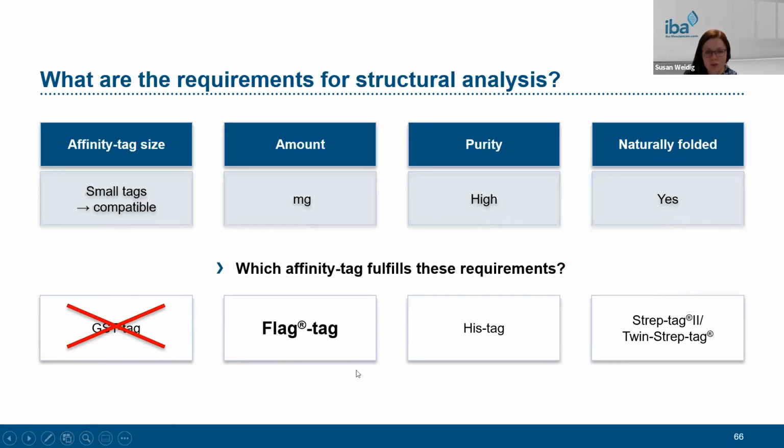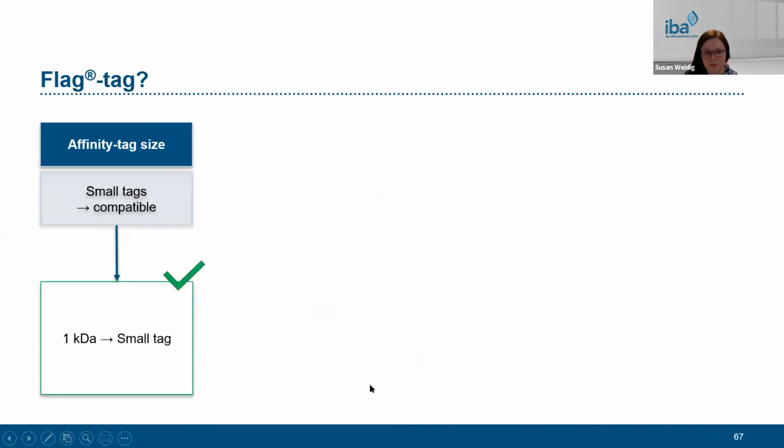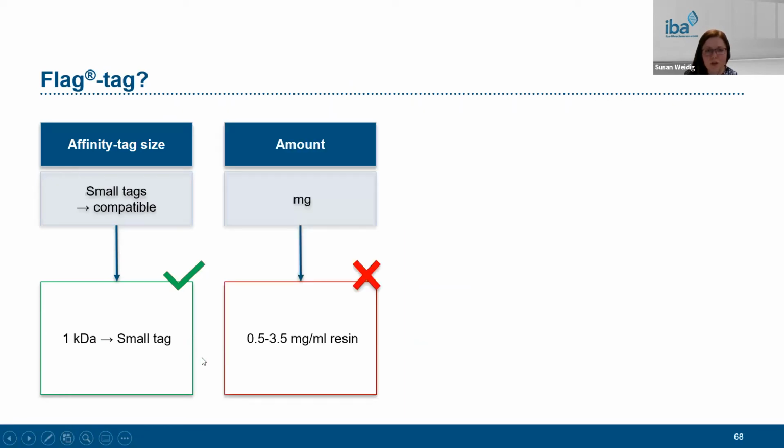A further tag which could be possible is the FLAG tag. Now I will check if the requirements are fulfilled for the FLAG tag. The FLAG tag is a small tag. It has only a molecular weight of 1 kilodalton. But the amount you will get with the FLAG tag is really low, with only 0.5 to 3.5 milligrams per milliliter resin. So if you purify several milligrams with this resin, it would be very expensive.